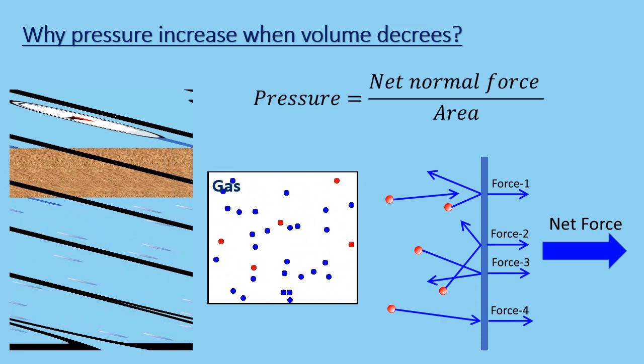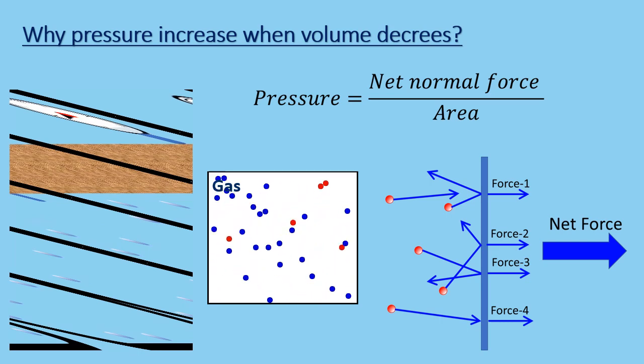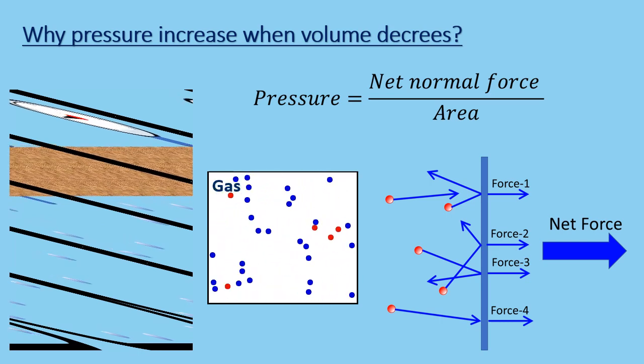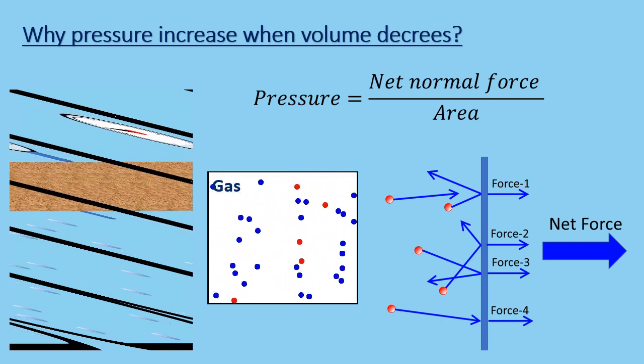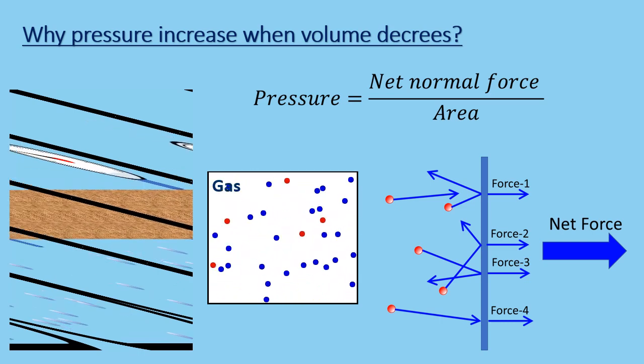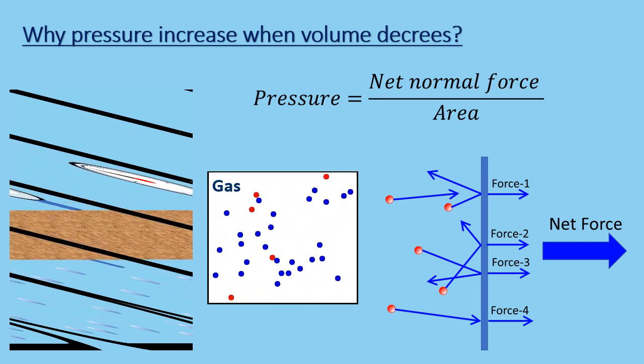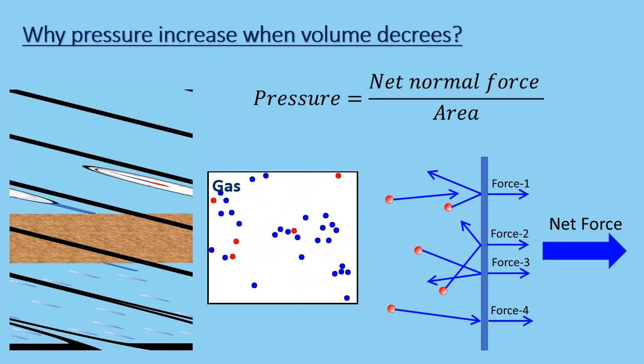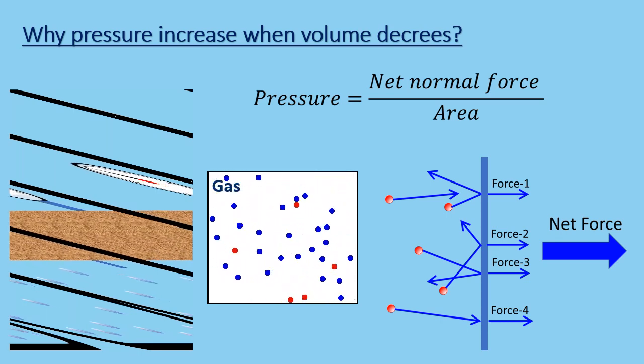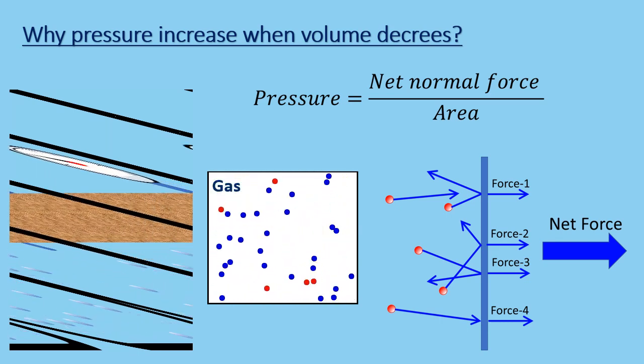We all know that surface pressure is calculated by dividing the normal net force acting on a surface by that surface's area. Therefore, the same amount of gas at the same temperature in a smaller container will result in the same normal net force acting on a smaller area, leading to a higher pressure.